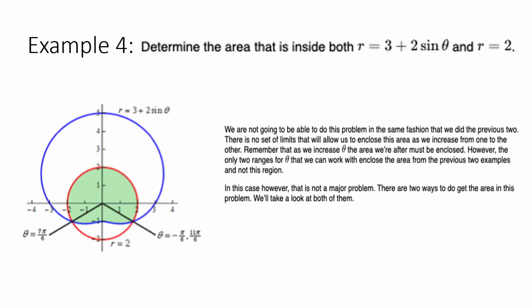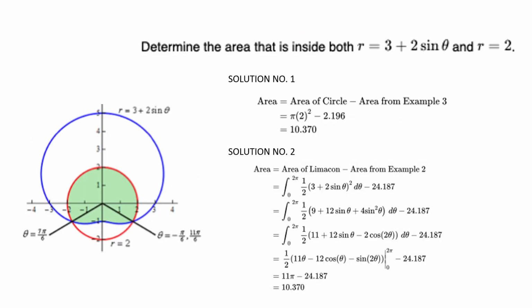Alright, so this is the solution. Area of circle minus area from example number 3. And then for the other solution, you're going to get the area of the limacon, that's r equals 3 plus 2 sine theta, then minus the area from example number 2. That's how you get the area inside both the equations.